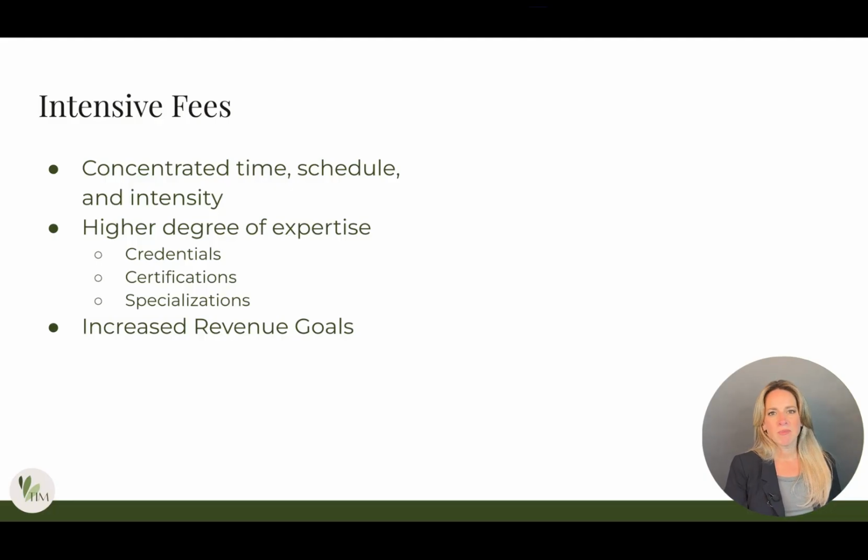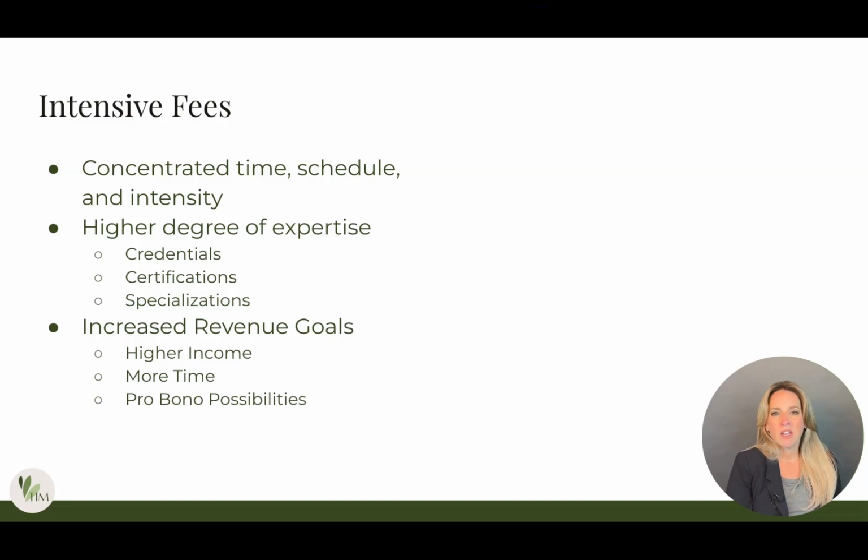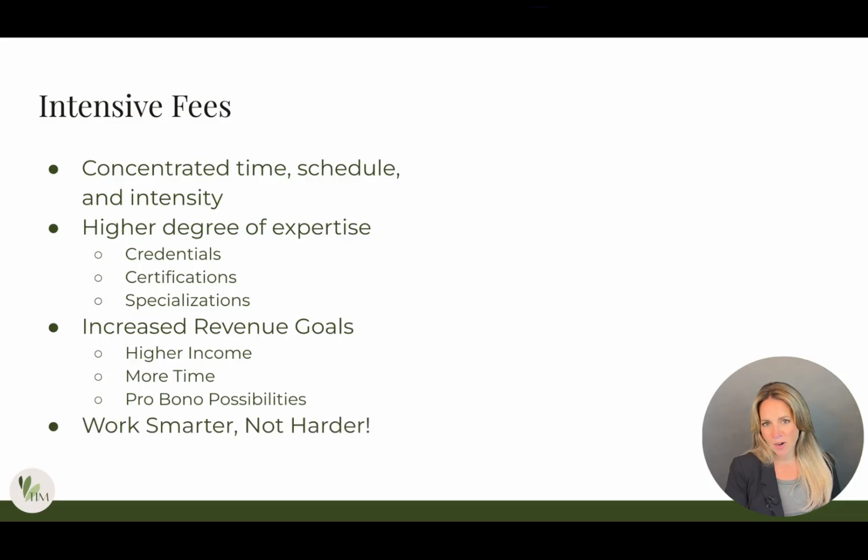For some of you, the intensive method is an option to increase revenue because you simply need a higher level of income. For others, perhaps you wish you had more time in life for other things, or perhaps you'd like to be more available for other possibilities, perhaps serving underserved populations or potential clients who simply can't afford treatment, and the increased revenue would allow for more flexibility to serve those clients. In any of those situations or others we haven't mentioned, we are simply thrilled that the intensive method is providing opportunities for clinicians to increase their revenue goals by working smarter, not harder.